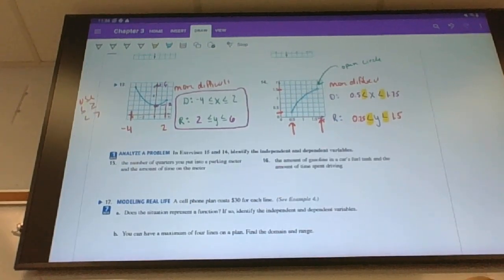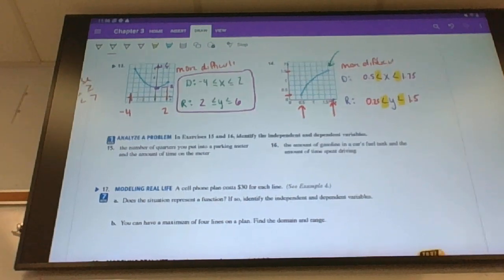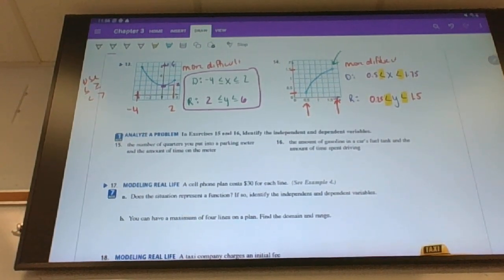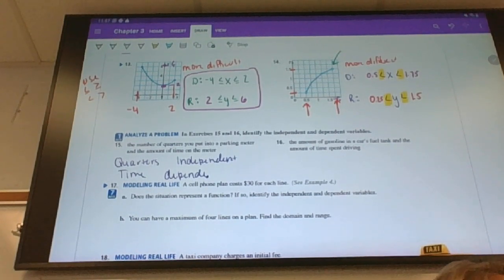Okay. I didn't really get to this yesterday, independent and dependent variables. The number of quarters you put in the meter, the amount of time. The quarters is independent, and the time is dependent. The amount of time you can park depends on how many quarters you put in. But you could park there all day. Does it affect how many quarters are in your pocket? No, the quarters in your pocket are just there.